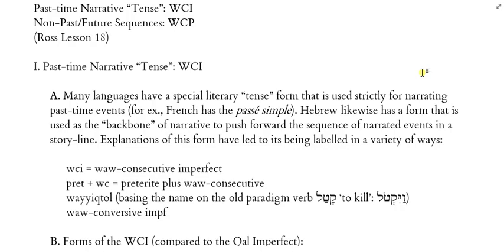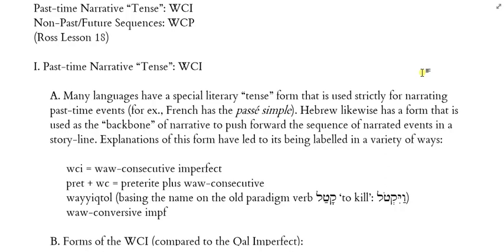Hebrew likewise has a form that is used as the backbone of narrative to push forward the sequence of narrated events in a storyline. So if I'm telling a story in Hebrew and I want to give you a sequence of events of what happened, John woke up, and then John brushed his teeth, and then John ate his breakfast, and then John went to work, I'm going to use this particular type of Hebrew verb form.